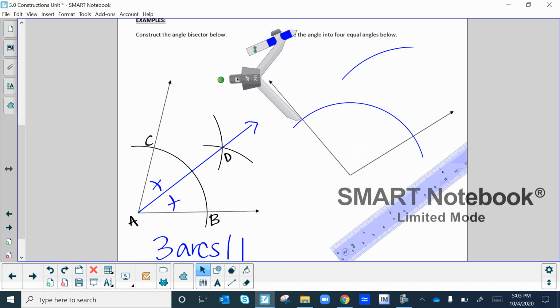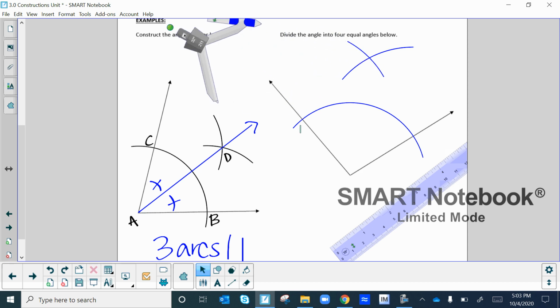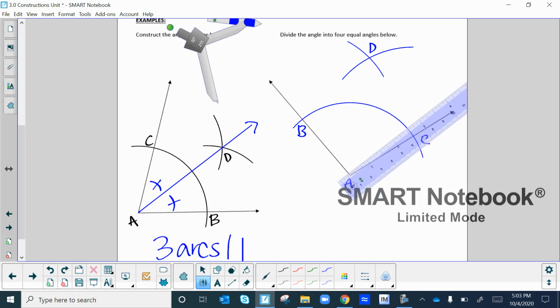So we come over here, place it on those 2 points. Notice I did not label those points, but you probably should. So I'm going to label them B and C like I did earlier. Okay, this one's going to be point D, and then this one is A. So now I'm going to connect A to D.